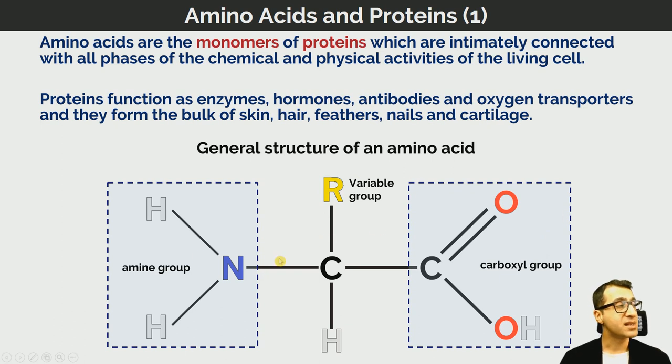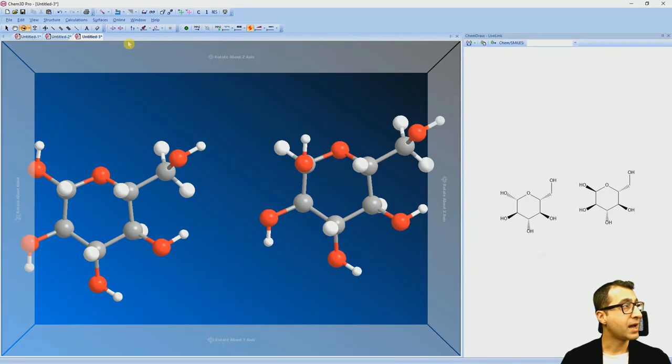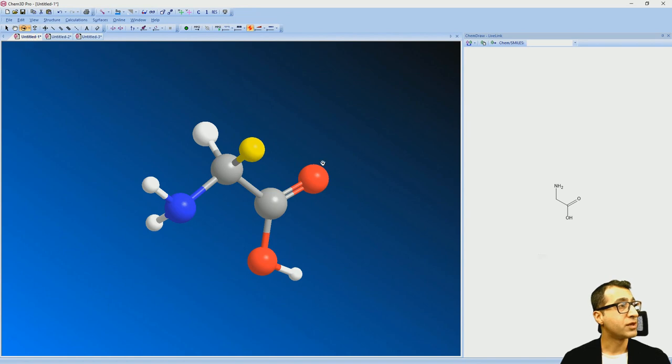And so again, this is a displayed formula in the sense that it shows all of the available groups except for the variable R group. So I suppose you could call it a structural formula. But just to give you a sense of how this appears, let's have a look at how this actually looks in terms of the general structure.